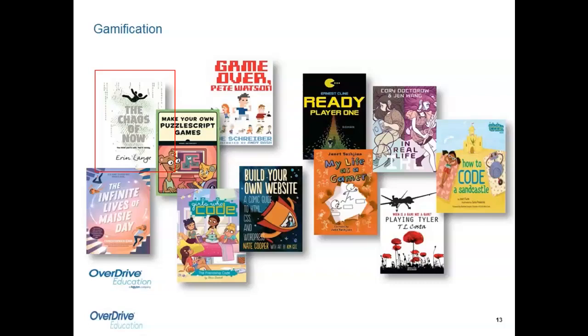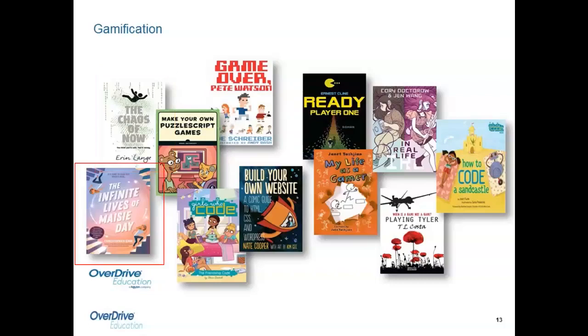And then finally, my last book is a bit of a stretch. It's The Infinite Lives of Maisie Day by Christopher Edge. It's a middle grade novel. And this is a story about a young girl who wakes up and her family is missing, and she has to visit different worlds and kind of explores the laws of the universe in order to find them.